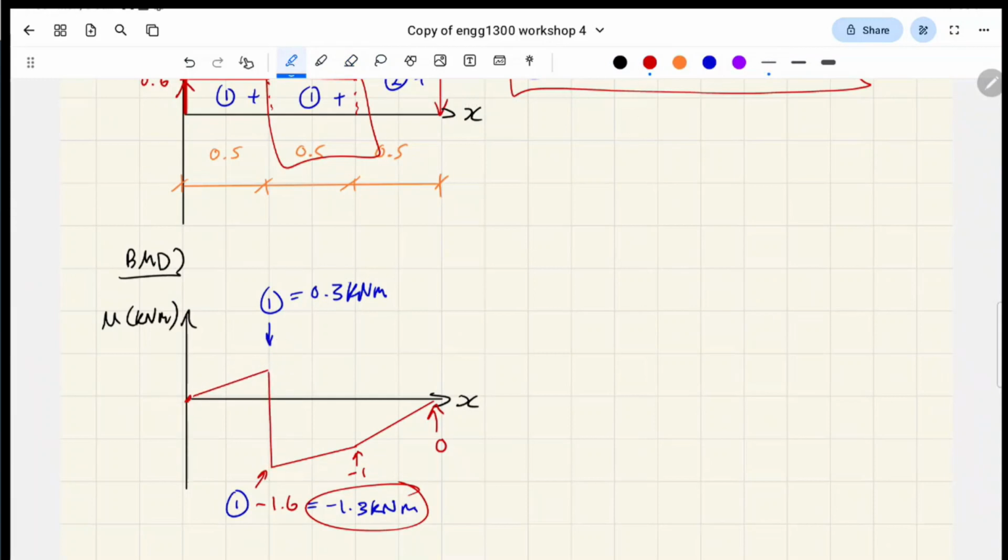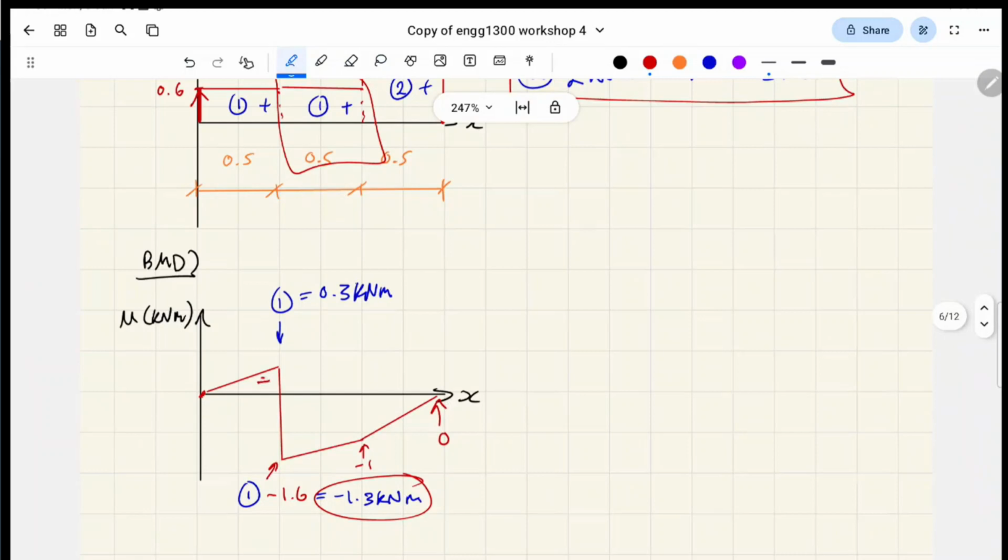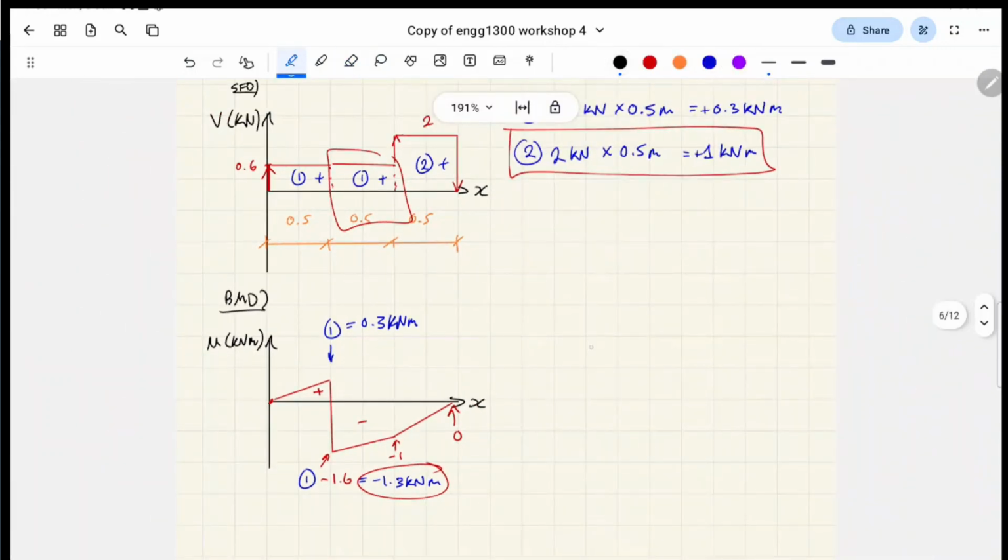Right. And this is with this convention where anything above the graph is going to be positive, anything below the graph is going to be a negative bending moment. But basically, suffice to say, at point B, the moment is equal to negative 1 kilonewton meters, because this was point B, and that's the value we have on the graph at that point.